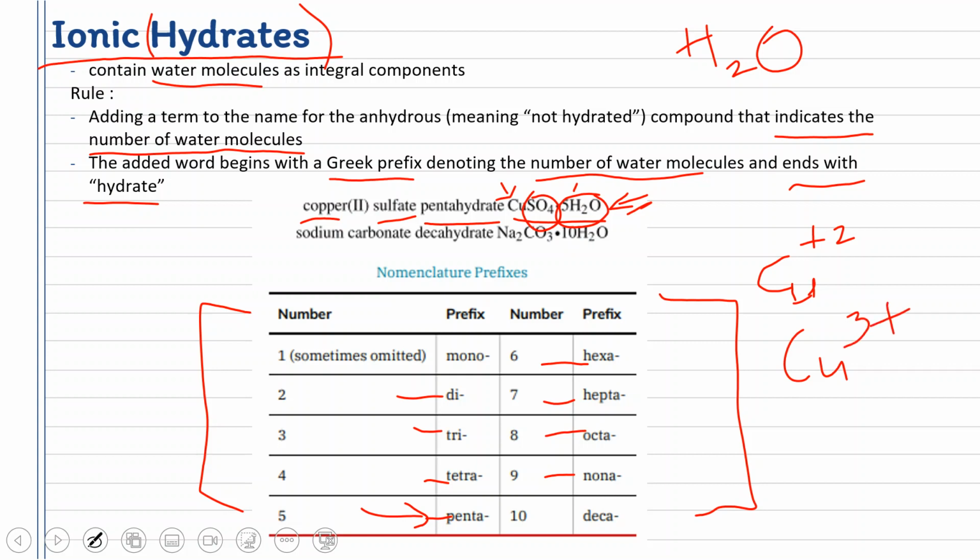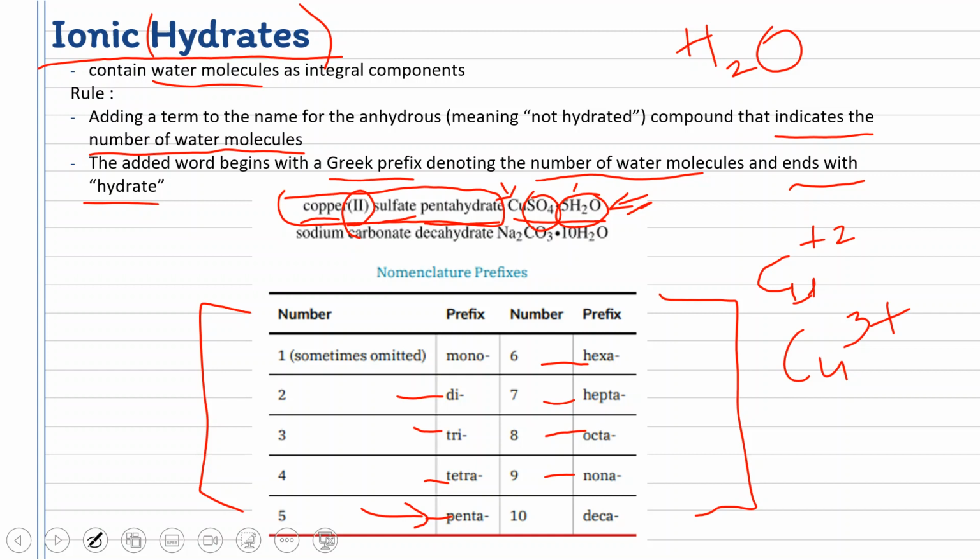In this case, we need to identify which copper we are dealing with. That is why we put this 2 here, and that tells you we're dealing with copper 2. So the whole name is going to be copper 2 sulfate pentahydrate. That's our final name, copper 2 sulfate pentahydrate, and that is going to be our name for this compound.